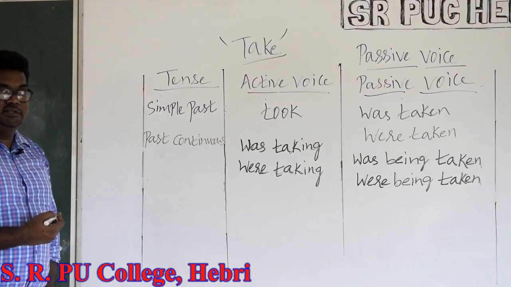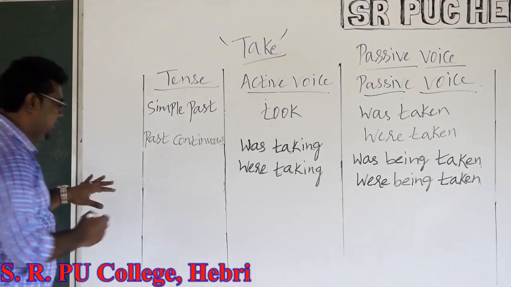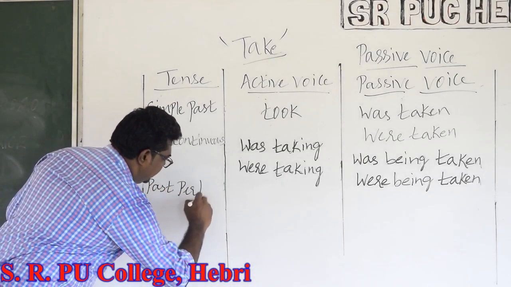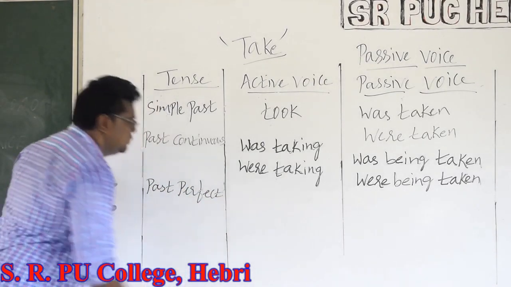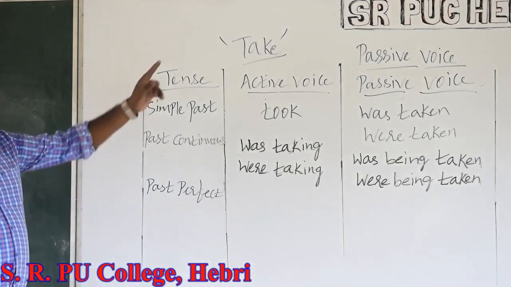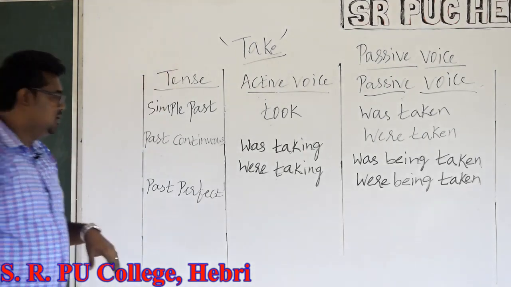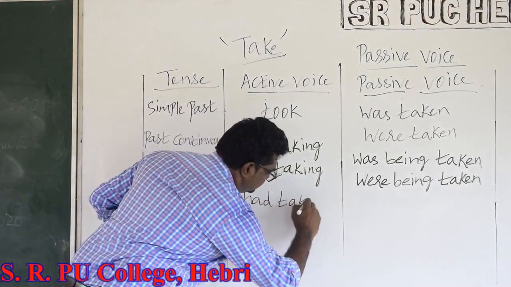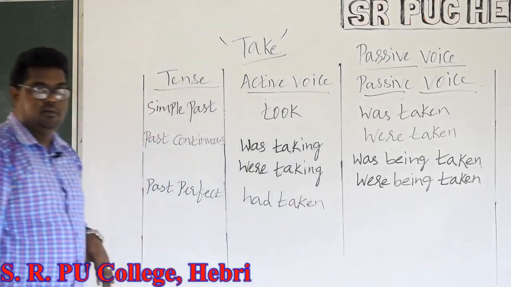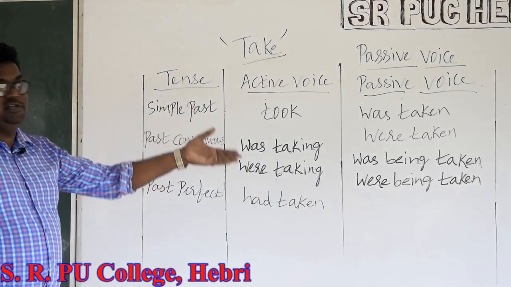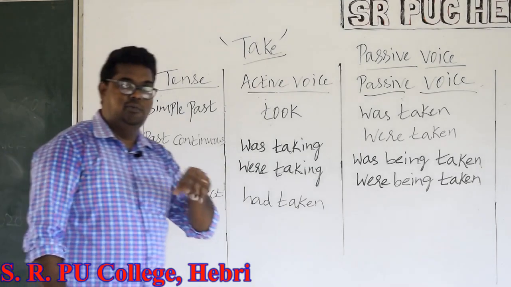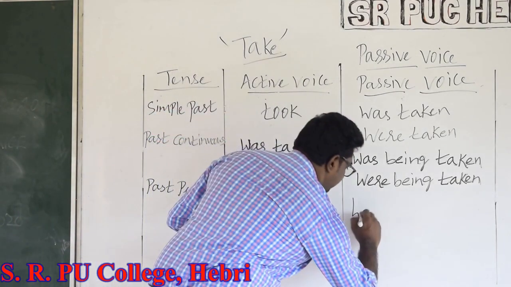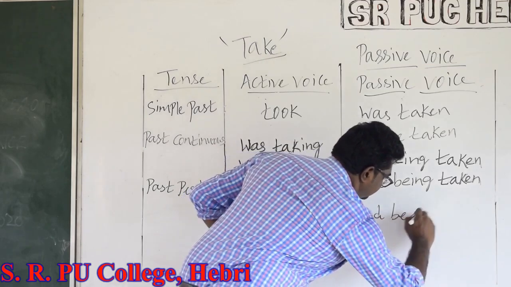The next tense under past tense is past perfect tense. Under past perfect tense, the main verb take has got only one form, that is had taken. And once again, when you change it into passive voice, it will have only one form, whether the subject is singular or plural, that is had been taken.